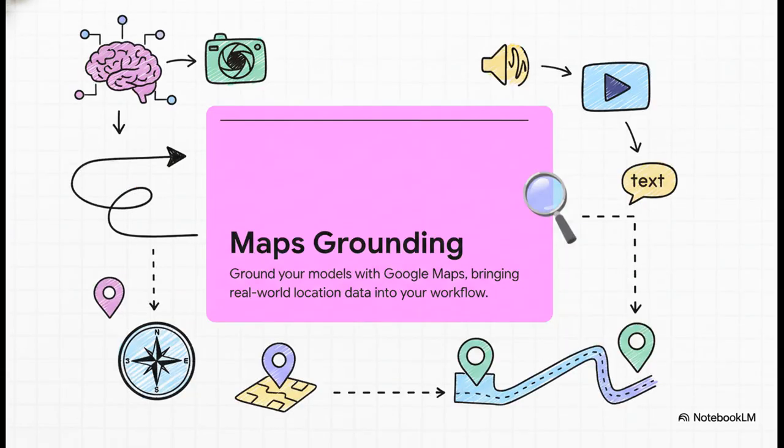And this next one is just really cool. It's called Maps Grounding. You can now connect your models with Google Maps, pulling real-world location data right into your apps. I mean, think about the possibilities there. Building things that are actually aware of the physical world. It makes your projects way more powerful.